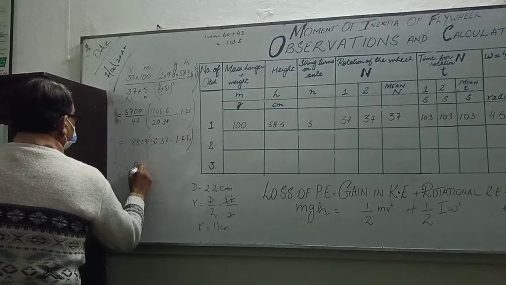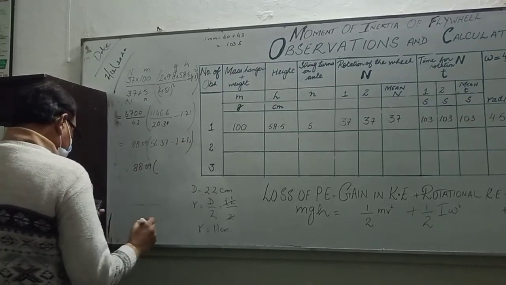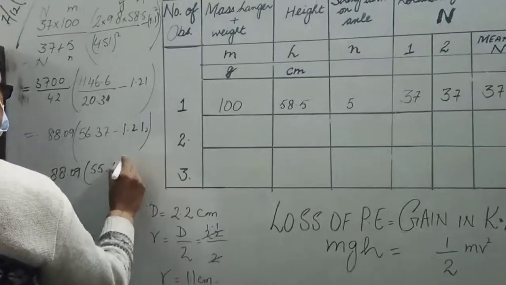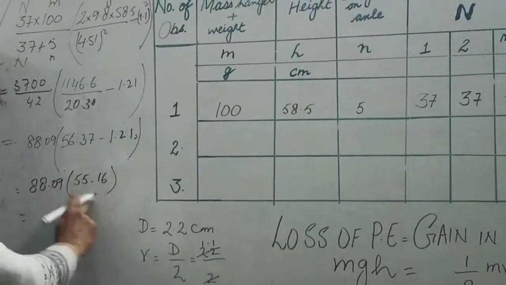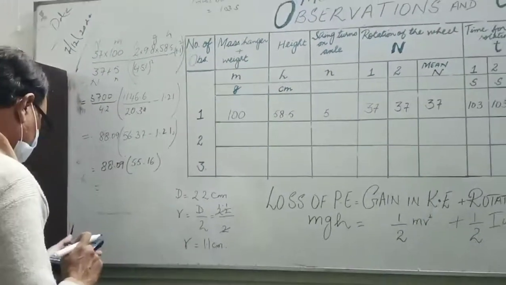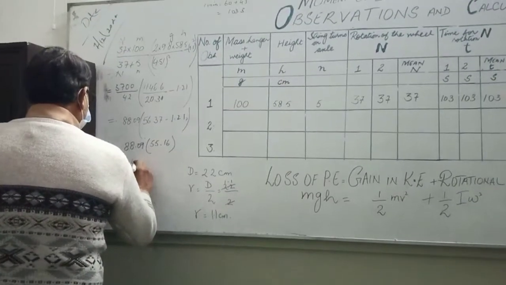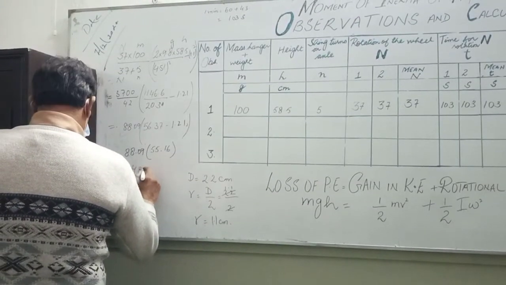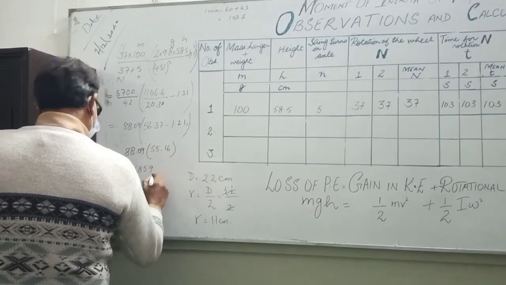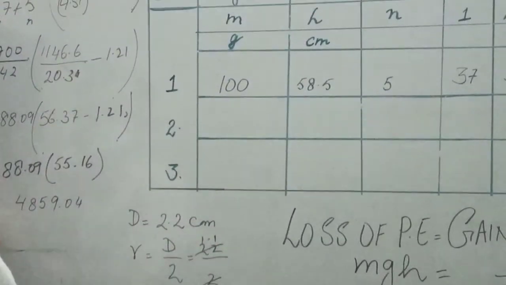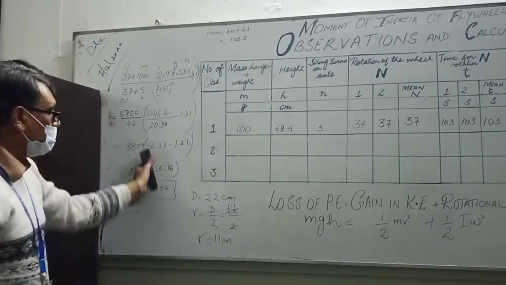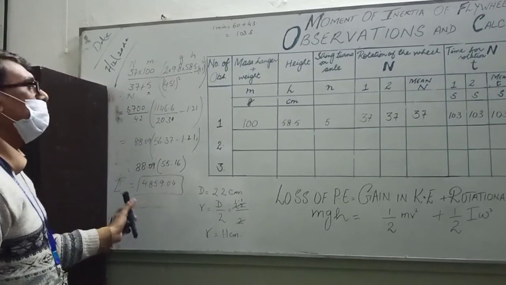It would become 88.09 divided by this. We got 55.16. When we are going to multiply by this, we got the revolutions 5, the spinning period 585.9. So this is the inertia we have found. I have shown you the calculation, how we are going to calculate these values.